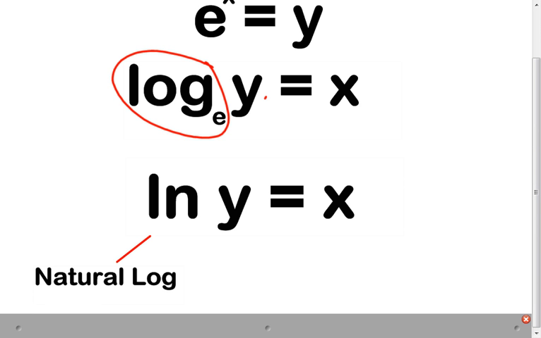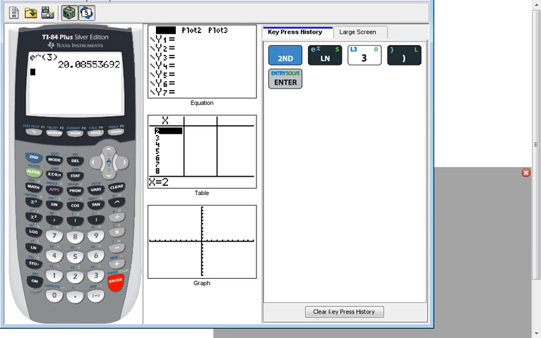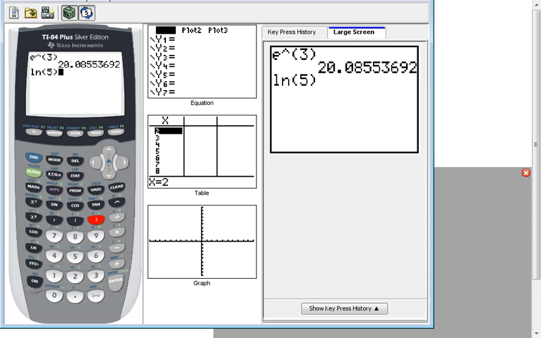Okay? There also is an ln button on your calculator. So if I want you to find ln of 5, you can go right to your calculator if you want, and you can type in ln, which is right next to the number 4, of 5, and it will spit out an answer for you. So ln of 5, if I hit enter, comes out to be about 1.61. Okay, so that's one way to think about that.